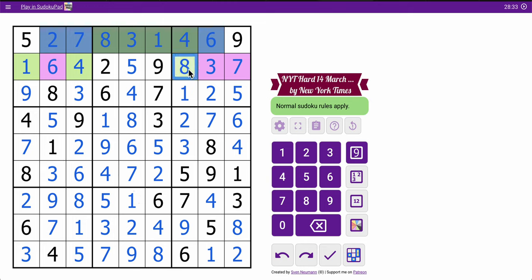Took me a while to see this 148 hidden triple, and then that 367. Once I found that, and then hidden 18 pairs in columns 4 and 5, it wasn't too terrible after that.